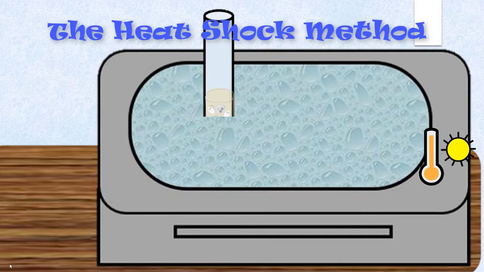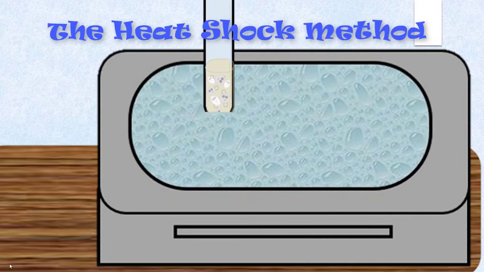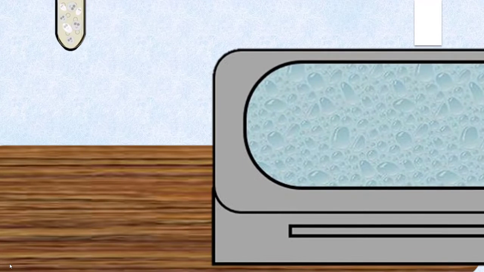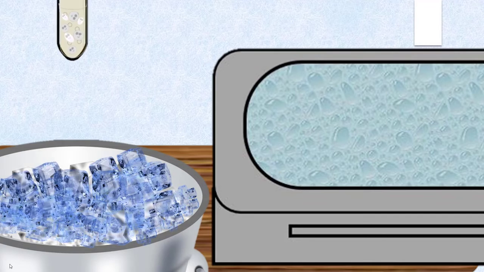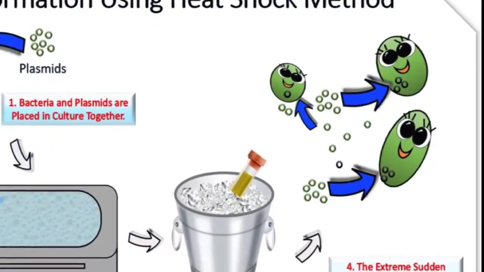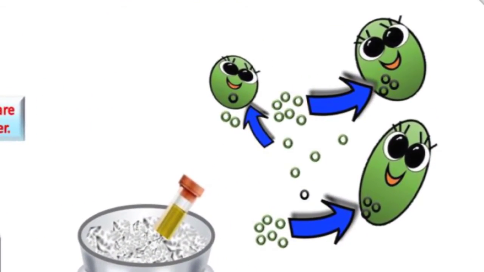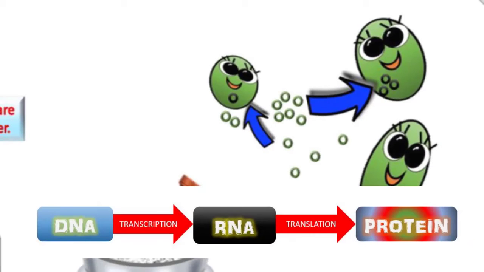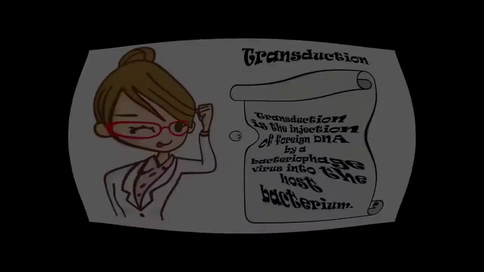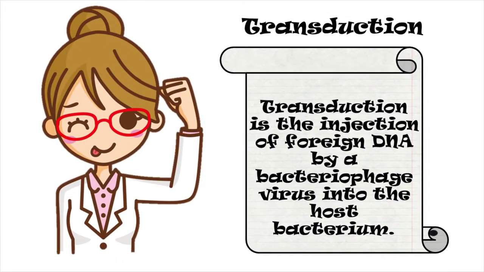Immediately following the heat exposure, the cell culture is then put on ice. This sudden extreme temperature change causes specialized surface proteins on the cell membrane to allow the plasmid to pass through. Bacteria are able to internalize the plasmids, and they can then express the genes on those plasmids in the form of proteins. Another form of bacterial genetic recombination is transduction.